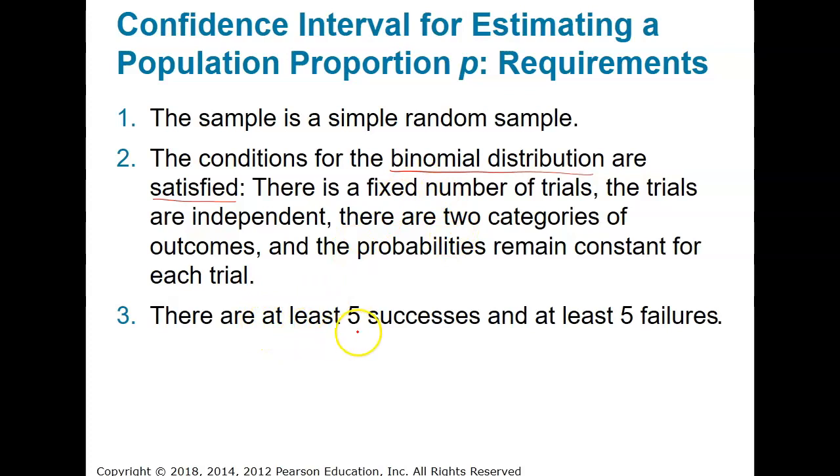And then here, there are at least 5 successes. So the way we're going to check for this is we're going to multiply n times p hat. That's going to give us our number of successes, and we need to show that that's greater than or equal to 5.